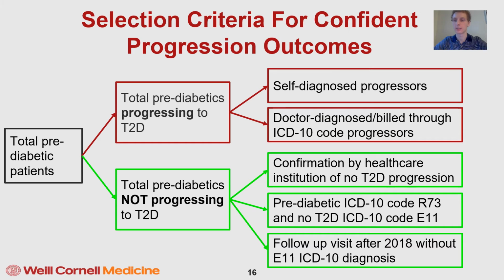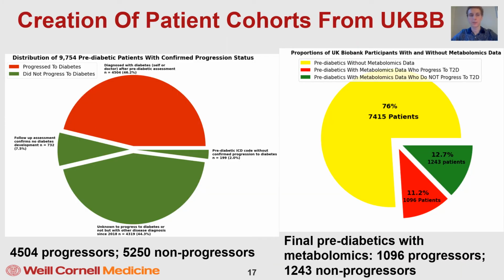So using these criteria, we find about 10,000 pre-diabetic patients who we are confident either progressed to type 2 diabetes within the study or did not progress. Now, unfortunately, only about 24% of these pre-diabetics had metabolomic data taken. And so when cutting down for this, we have a final cohort of 2,339 patients: 1,243 patients who are confirmed not to progress to type 2 diabetes, and 1,096 patients who are confirmed to progress to type 2 diabetes during this study.